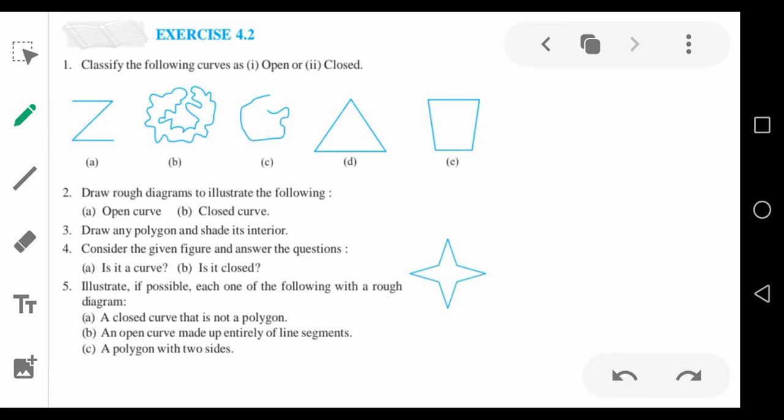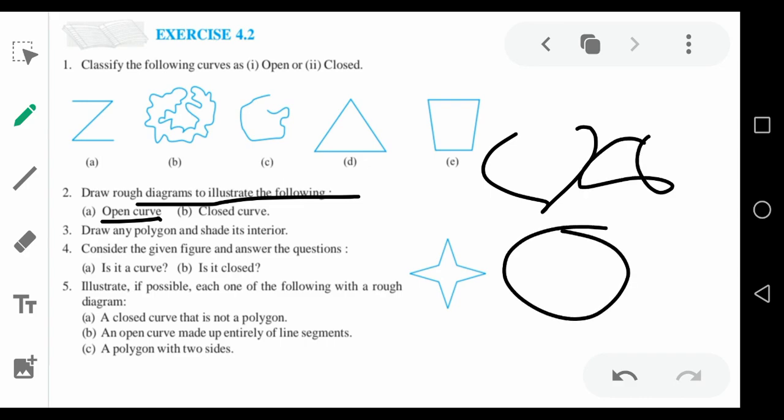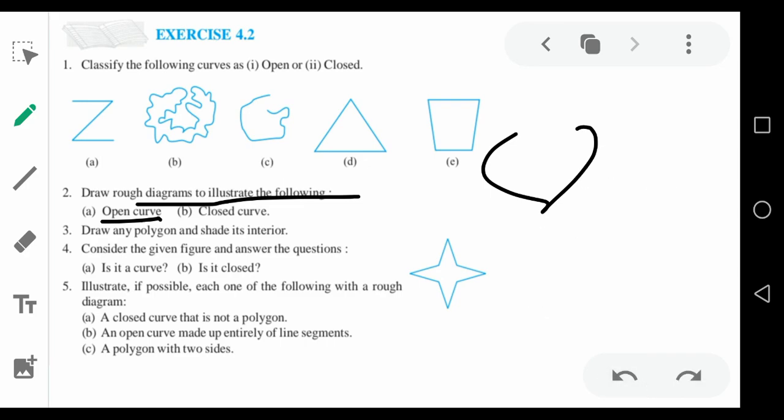Now draw rough diagrams to illustrate the following. So any open curve you can draw. Just draw any one open curve. Any closed curve, either this one or this one. This is a closed curve. Any open curve and any closed curve you can draw. That is your fish. That is only an example. The second question is that any curve you can draw, where A should be open and B should be closed.